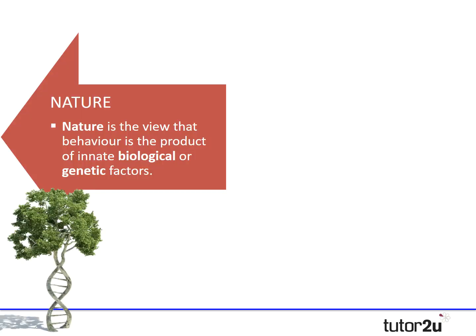So to start with our definitions, if we take nature, nature is the view that behaviour is the product of innate biological or genetic factors. Okay, so it's a product of our genes. On top of that, there's the key term heredity that you need to know. And heredity is the process in which traits are passed down from one generation to the next. Or in other words, really, it's the process of genetic inheritance. Okay, so make sure you're aware of that key term.